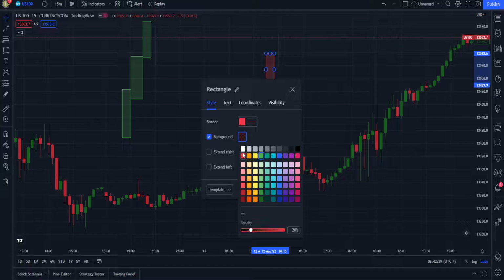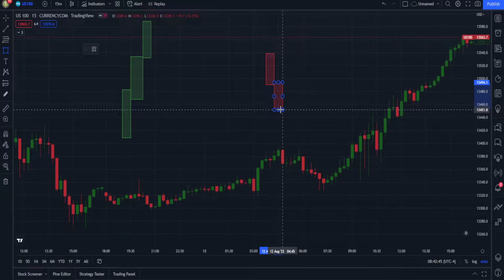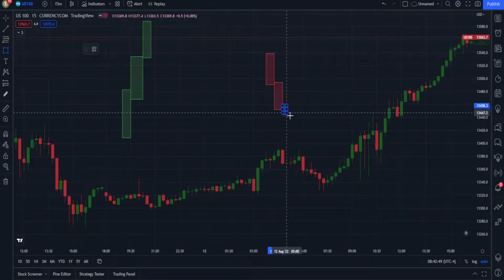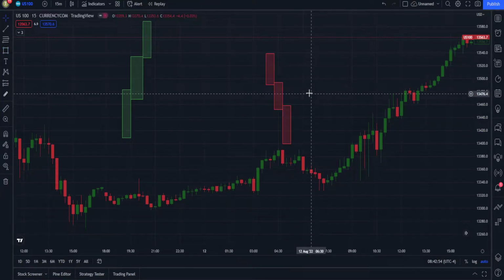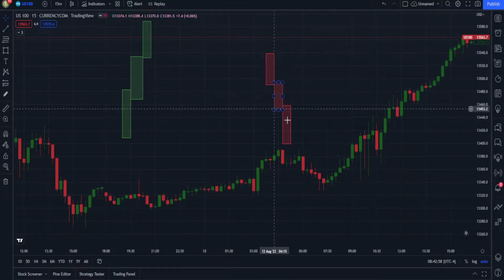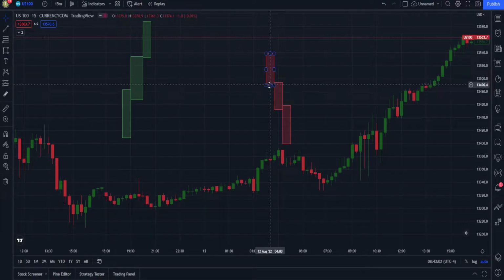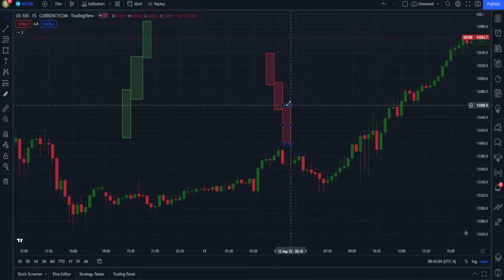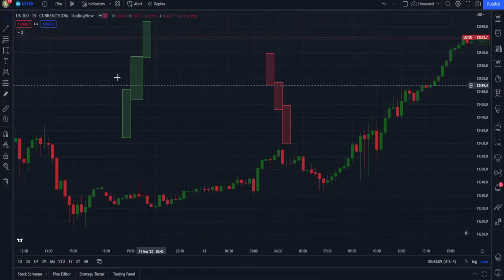I'm going to draw it in a different color, just so you understand. Okay, so where is the gap? The gap is between the first candle and the third candle. So for a bearish gap, it's the low of the first and the high of the third. The space between that is a gap, okay?